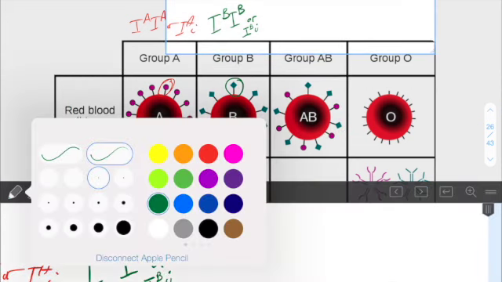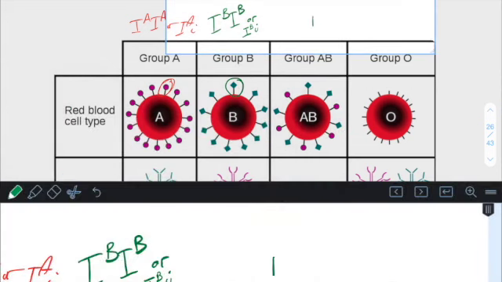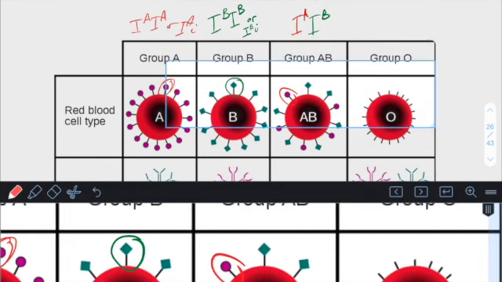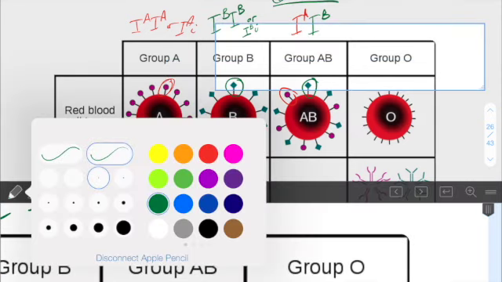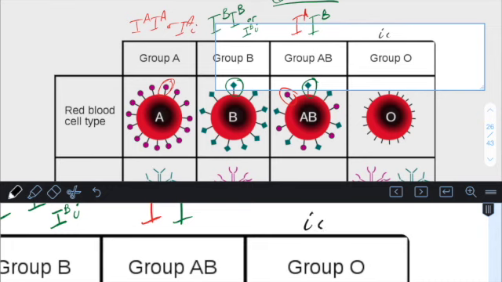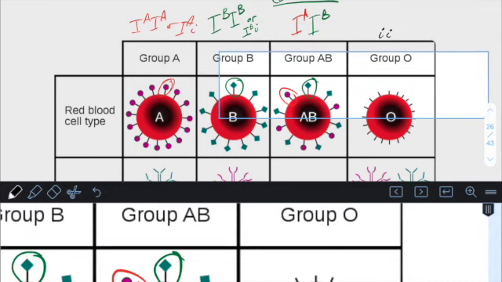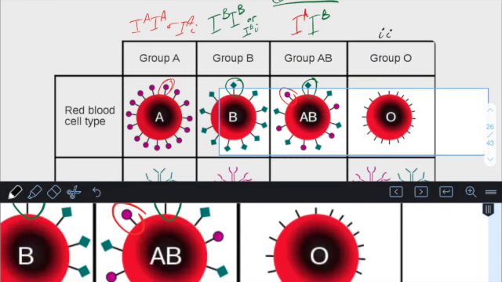If you are a carrier for both of the alleles, then your cell will produce both of those antigens on its outside. And if you only carry the recessive allele, then you get nothing. No proteins or carbohydrates form on the outside of the O-type blood. So the O-type blood is empty.